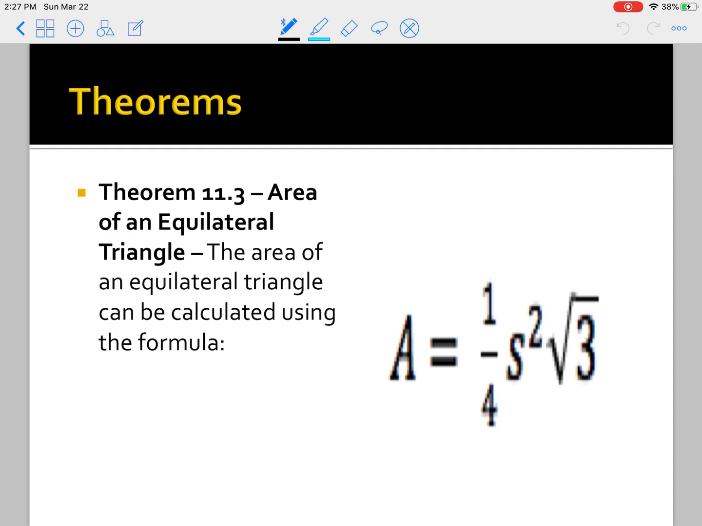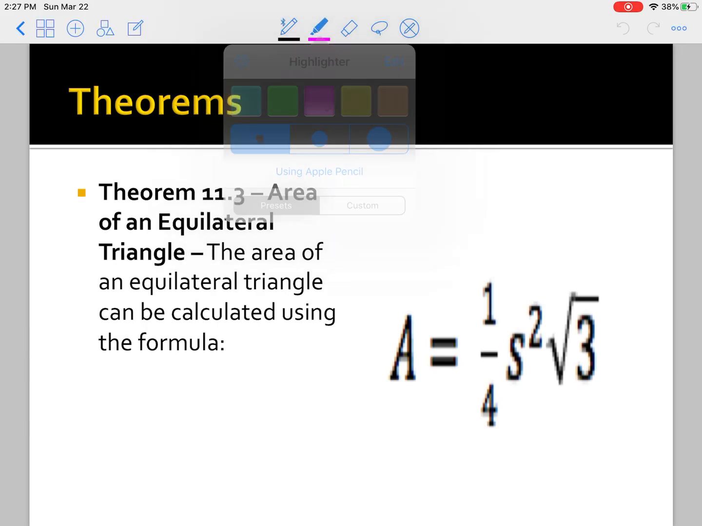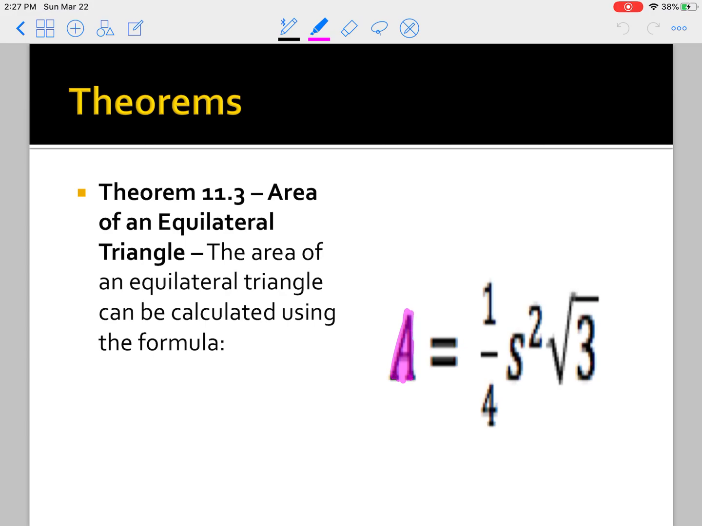Our first theorem is the area of an equilateral triangle. Again, an equilateral triangle means that we have equal sides, but it also means that we have equal angles. It's also equiangular. But we know that there is a specific formula for an equilateral triangle calculated as the area is equal to 1/4 the side squared times the square root of 3.